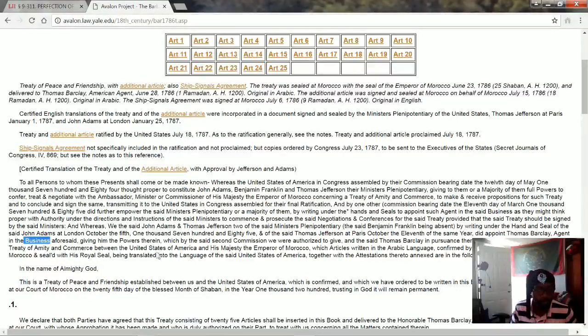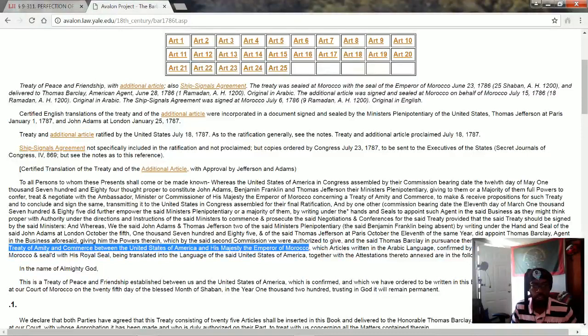Correct, but I want to be specific, right? This is a treaty of amity and commerce between the United States of America and His Majesty, the Emperor of Morocco. So which side of the treaty do we stand on? Specifically, are we part of the United States of America, or are we with the Emperor of Morocco? Obviously, it's a no-brainer, right?